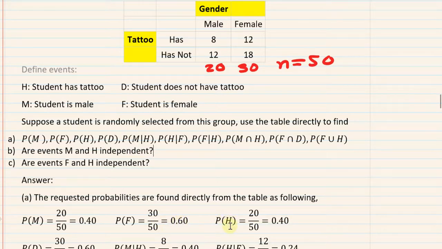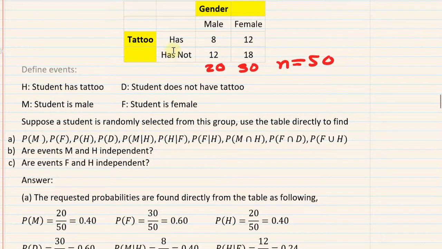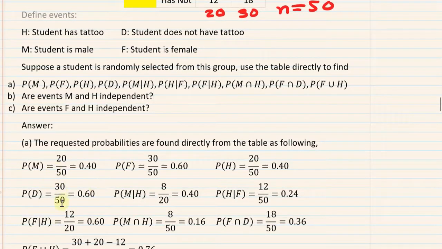Probability of selecting a student at random and the student has a tattoo. Well, it looks like 20 people, regardless of gender, have tattoos, so 20 out of 50. Probability the person does not have a tattoo, that would be D. So that would be 30 do not have it, 30 out of 50. Now for the conditional ones, if you look at the denominators up to now, it was all 50, 50, 50, the entire sample size.